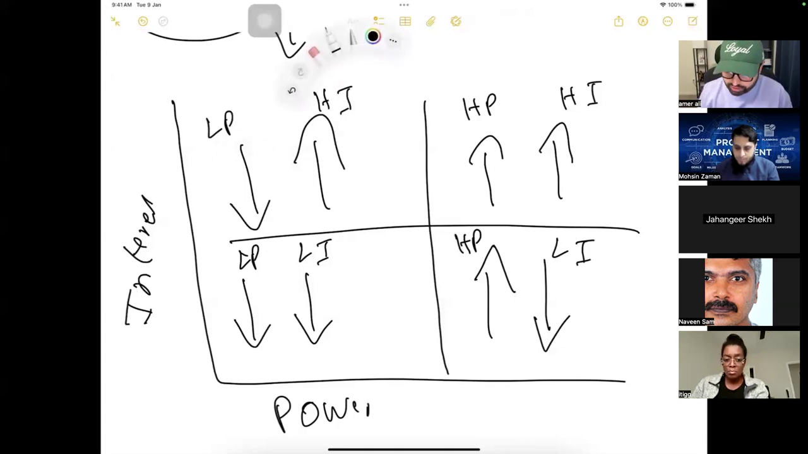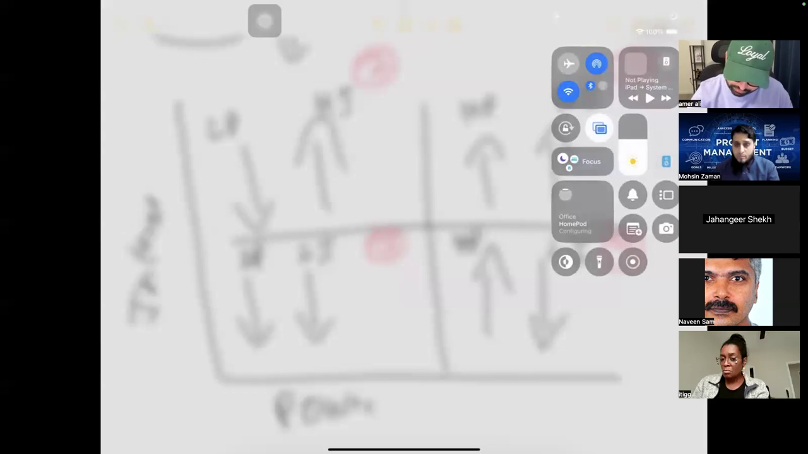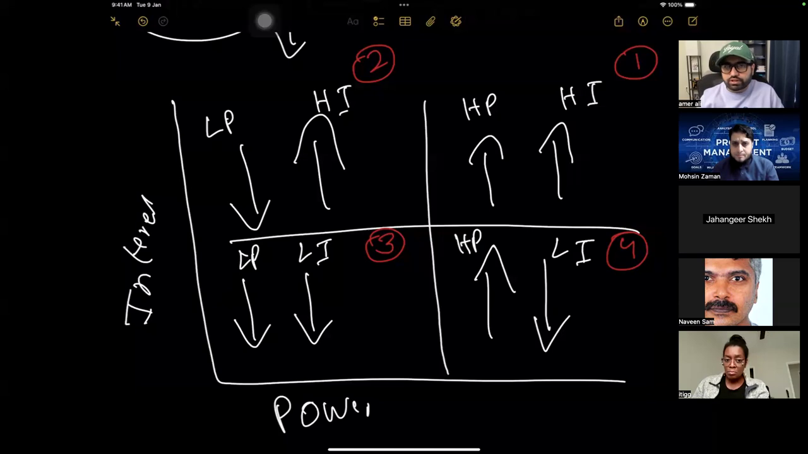Who are the stakeholders who will come in the first quadrant? This is your first quadrant. This is second. This is third. This is fourth. Who will come in the first quadrant, guys? Who are the stakeholders who come in the first quadrant?